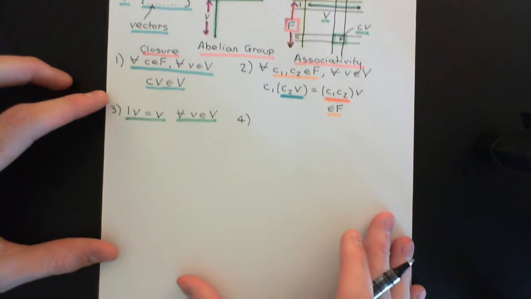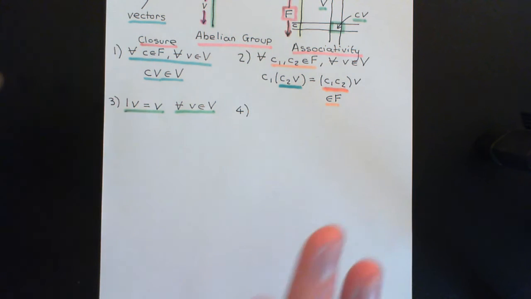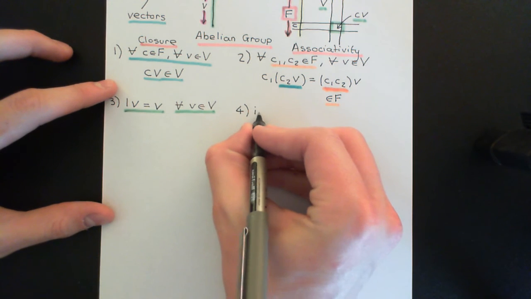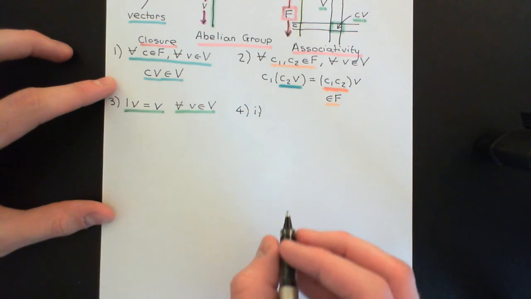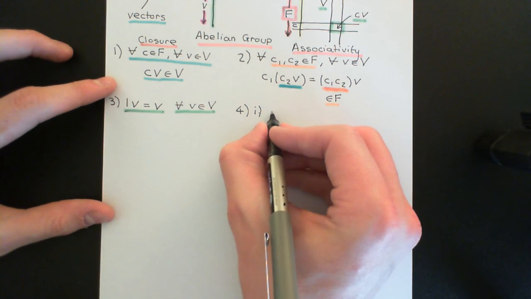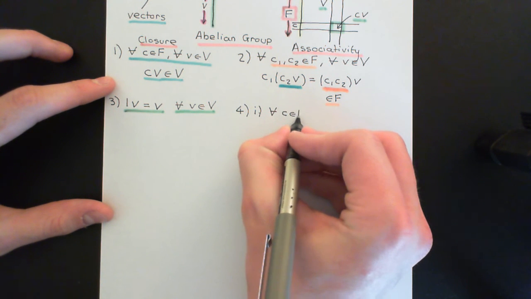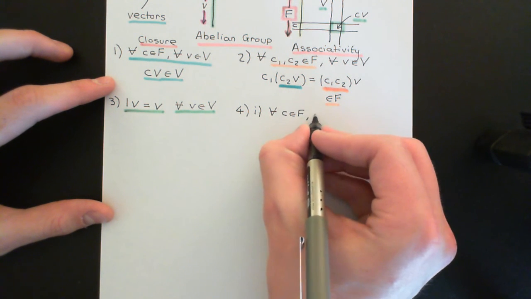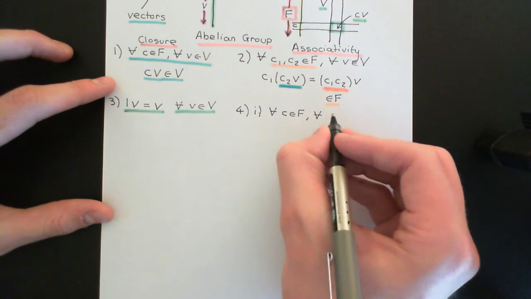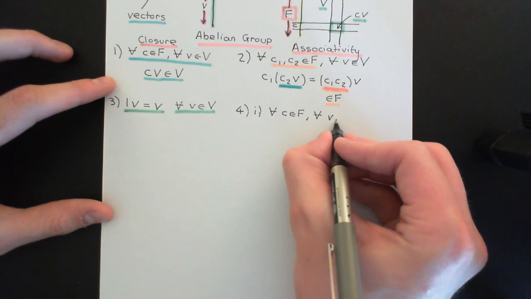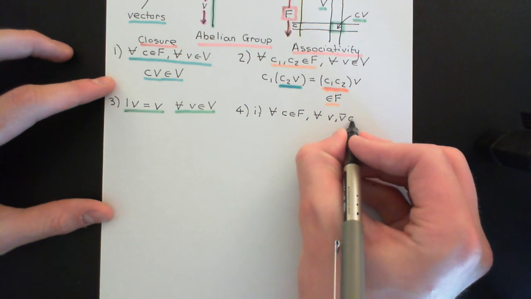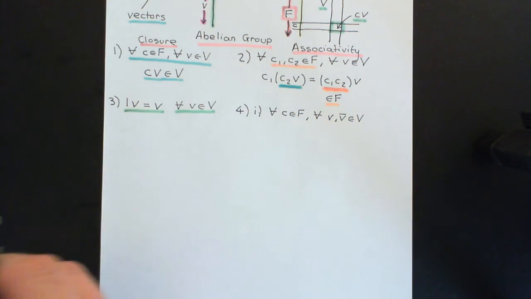Axiom number 4 has 2 parts. Axiom number 4 then is distributivity, but there are 2 distributive laws that need to hold. So I'll give you the first distributive law, and then I'll give you the second one. The first one concerns if we take one element of the field, so for all little c an element of the field, and we take 2 elements of the vector space, let's say v and v bar.